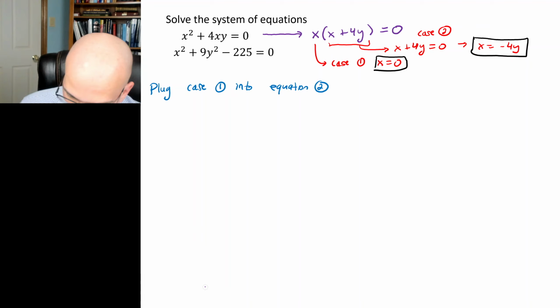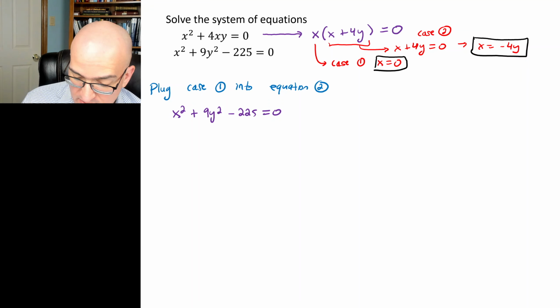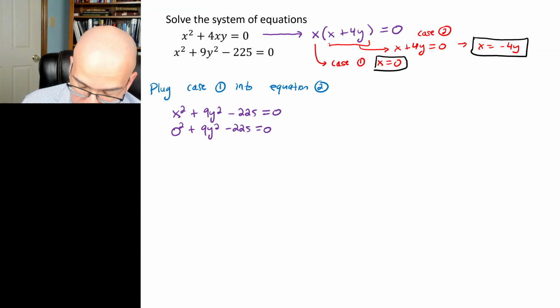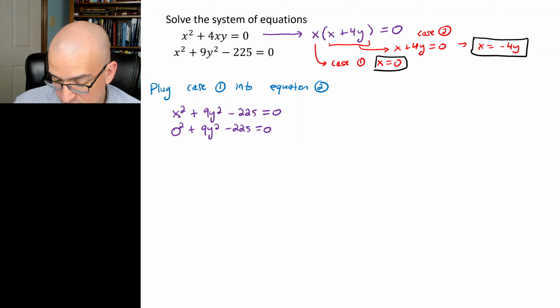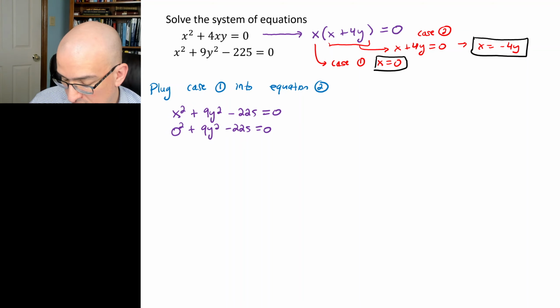So it starts off x squared plus 9y squared minus 225 is equal to 0. So in case 1, we are replacing x with 0. So we have 0 squared plus 9y squared minus 225 is equal to 0. I'm going to divide both sides by 9. Is that possible? So if I divide both sides by 3, let's see.